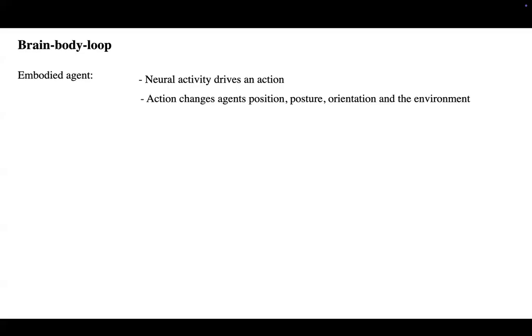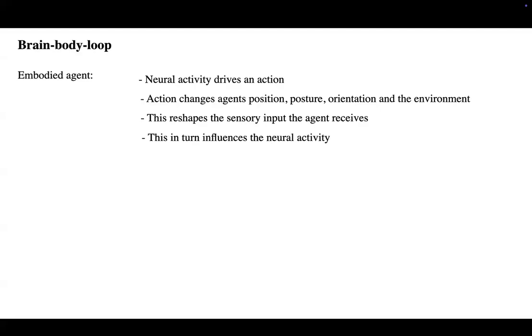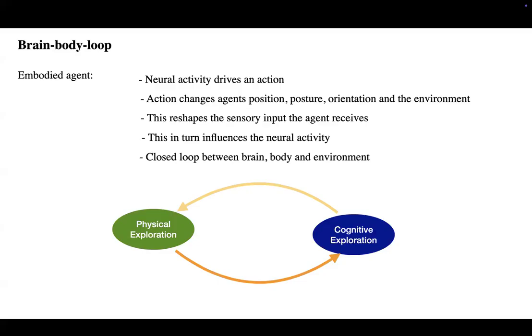And that leads me to this brain-body loop. So, if you imagine that you have the neural activity that drives an action, that would be the classical model. But then what happens is that that action will change the agent's position or posture, or orientation, or maybe also just something in the environment. And this again will reshape what type of sensory inputs the agent can receive in the first place. And this in turn will influence again the neural activity. So as you can see, it seems more plausible to me that we have a closed loop between brain, body, and environment. And it's not a one-way link from cognition to physical exploration, but actually the physical exploration also has a direct influence on the cognition.